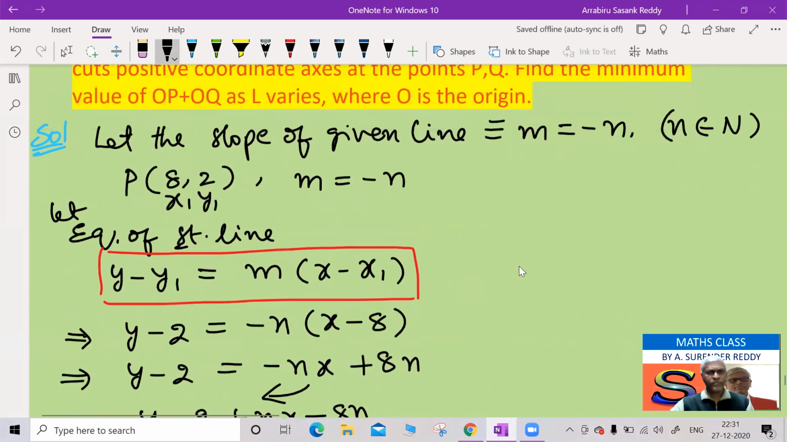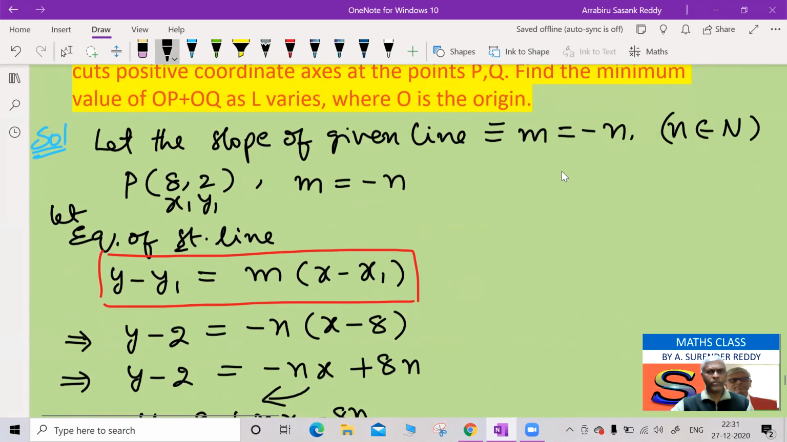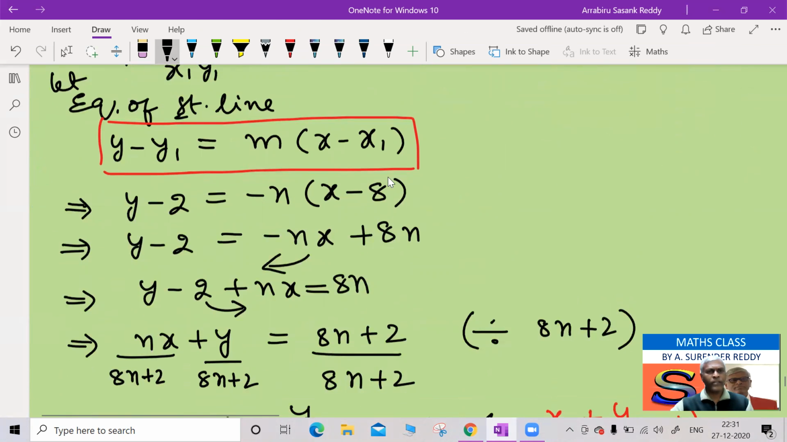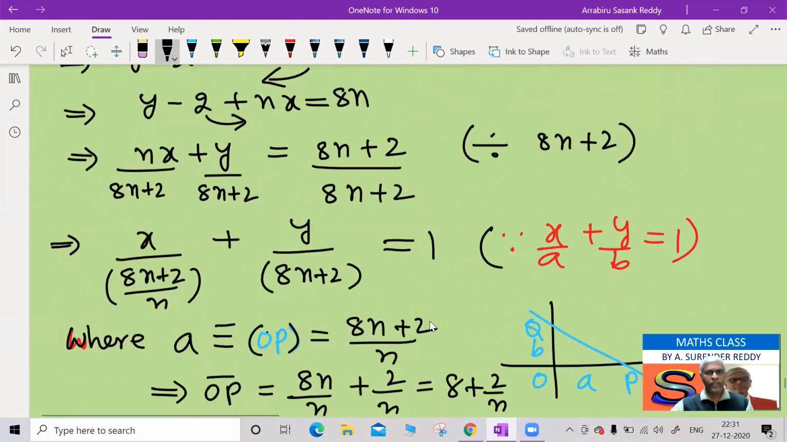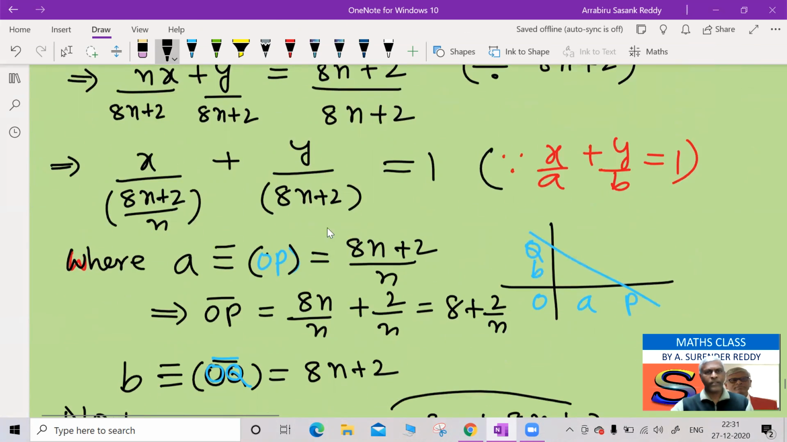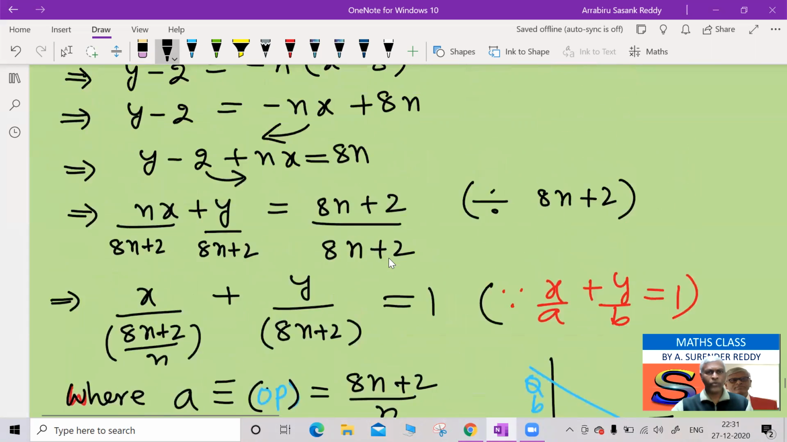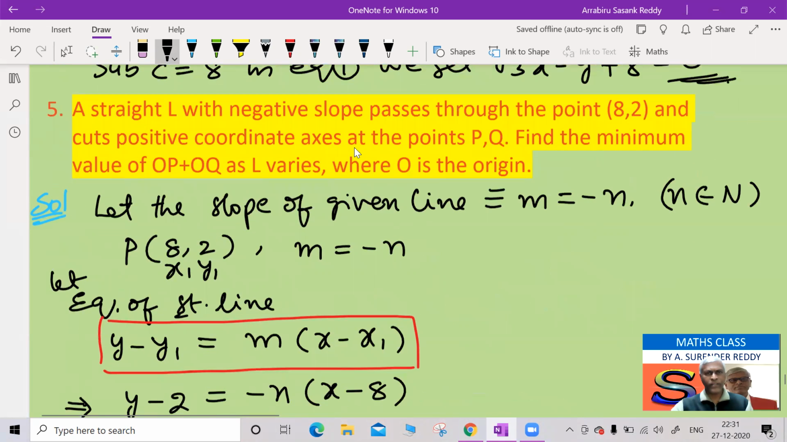You can see negative slope. That's why we have taken the slope as minus n, and using the one point slope formula you can find the equation, and converting the equation into intercept form, x by a plus y by b is equal to 1, we get the intercepts, the x-intercept as OP and y-intercept as OQ, because in the problem it is given that the line intersects the coordinate axes at the points P and Q.